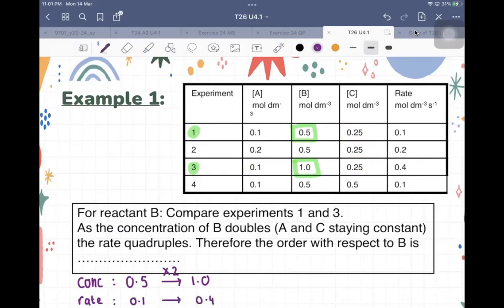So you take 0.4 divided by 0.1, that increase in rate is times 4. So you can see that concentration goes up by a factor of 2, rate goes up by a factor of 4. Times 4 is the same as writing it down as times 2 squared. Okay, it is the square of the increase in our concentration. Because of this, reactant B is second order.